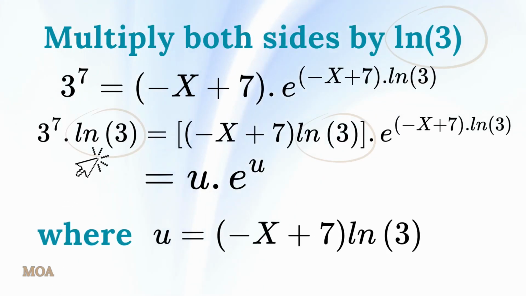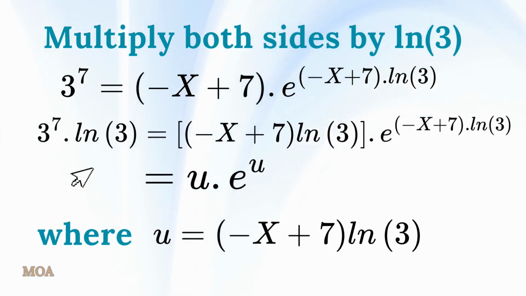Next, we multiply both sides of this expression by the natural logarithm of 3. This leads to 3 raised to the power of 7 times the natural logarithm of 3 equals negative capital X plus 7 times the natural logarithm of 3 times e raised to the quantity negative capital X plus 7 times the natural logarithm of 3.